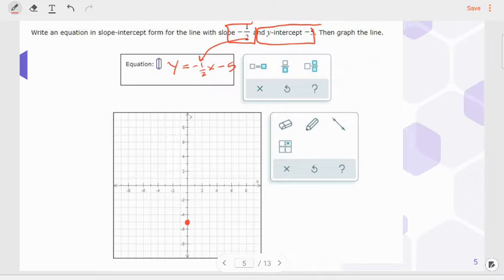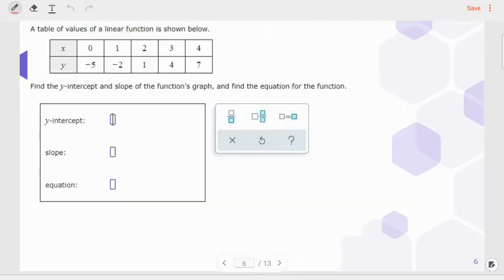So what does that mean? My rise is -1. So instead of going up, I'm going to go down, but I still go to the right. So down 1 and over to the right 2. Use your line tool over here to connect the dots. And I have my line.